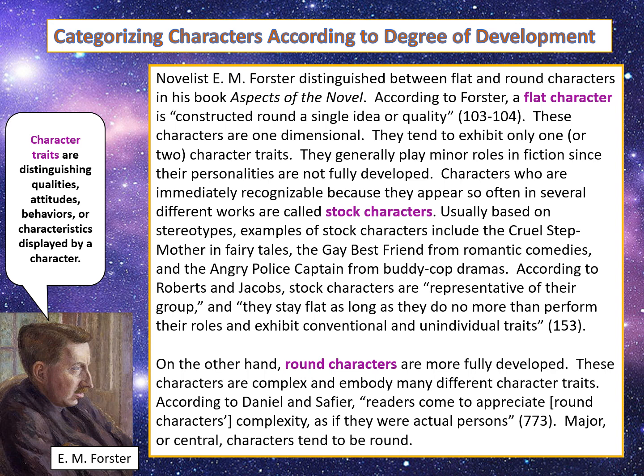So, according to Roberts and Jacobs, stock characters are representative of their group rather than representing fully developed individual characters. They basically have the traits that we all identify with whatever group they belong to. And they stay flat as long as they do no more than perform their roles and exhibit conventional and individual traits. On the other hand, round characters are more fully developed. These characters are complex and embody many different character traits. According to Daniel and Saphir, readers come to appreciate round characters' complexity as if they were actual persons. Major or central characters tend to be round.